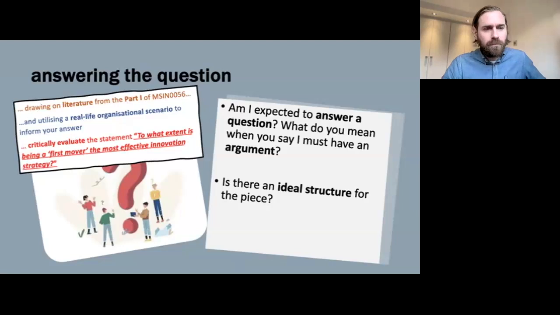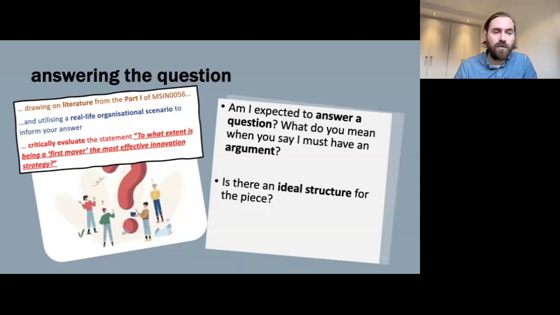So as I say, at the most, you're going to be looking at a couple of organizations and the relationship between those. And then finally, the important part, critically evaluate the statement. To what extent is being first mover the most effective innovation strategy? So critically evaluate means that you are really expected to engage with that. To what extent? To what extent implies that there is a number of different subject positions that you could take in relation to this argument, which is a yes, a no, or an it depends.